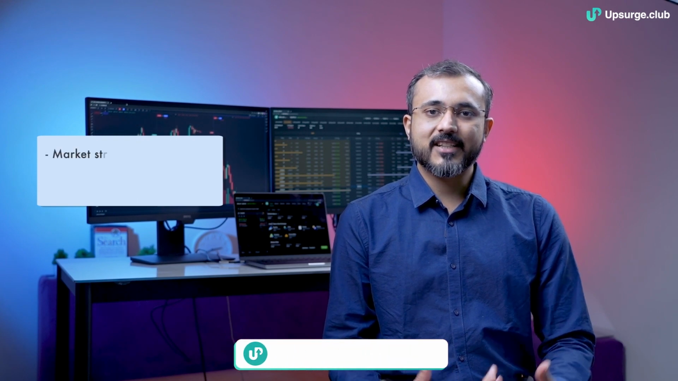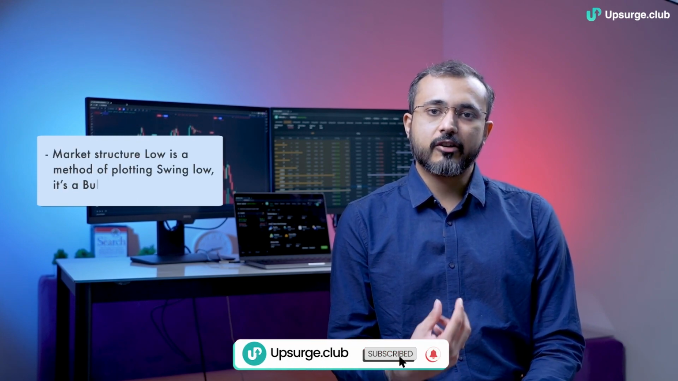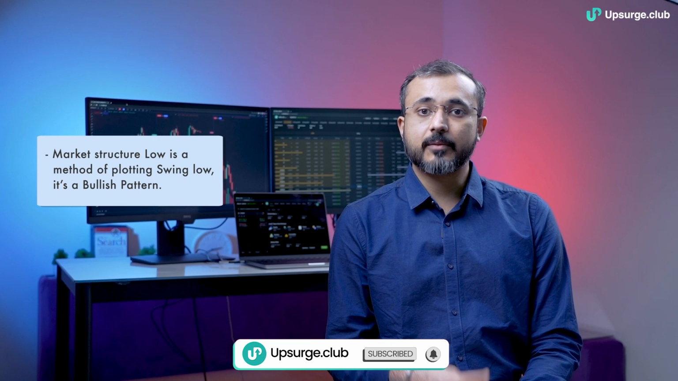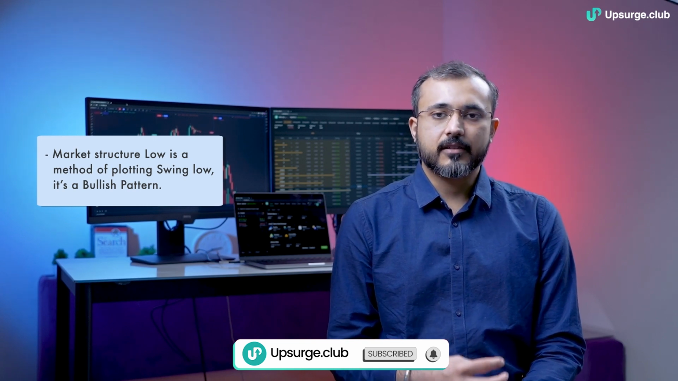Now that we have understood that there are two types of market structure, let us understand how to plot them. Market structure low is a method of plotting swing low. It's a bullish pattern. Whether the trend is bullish or bearish, market structure low can get formed in any type of trend. Based on where they are forming, they give us an idea of whether the markets are going to be sideways or trending.